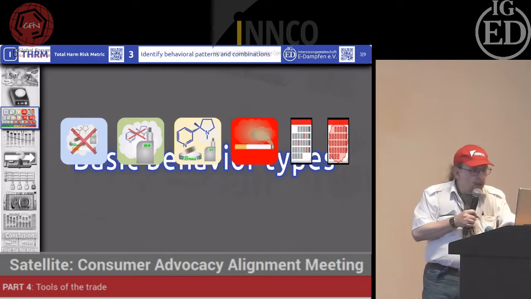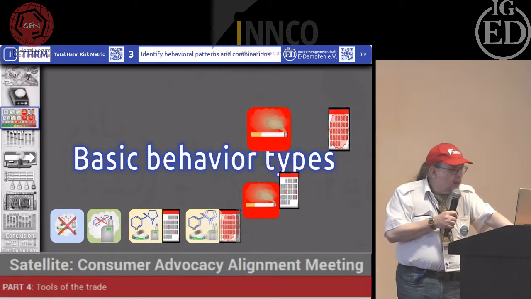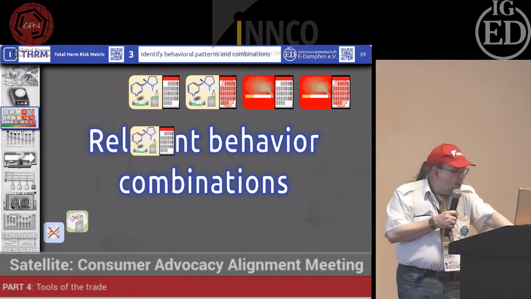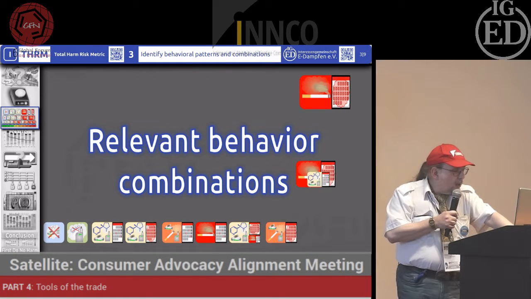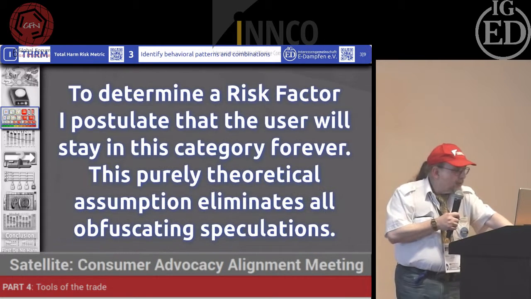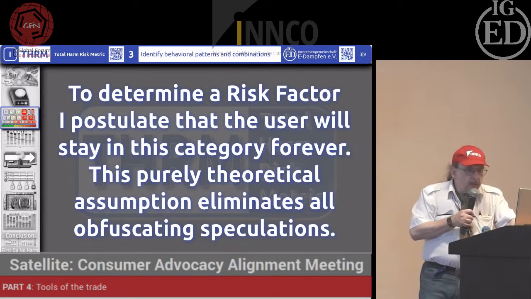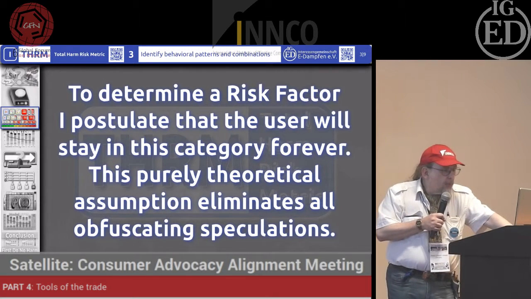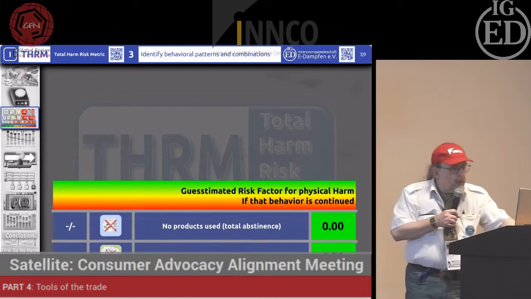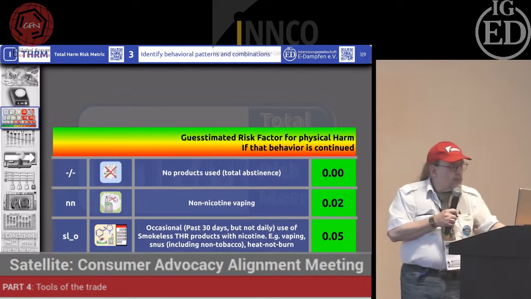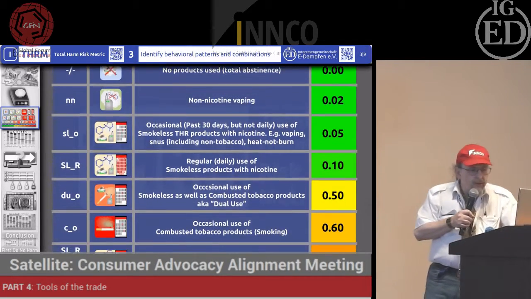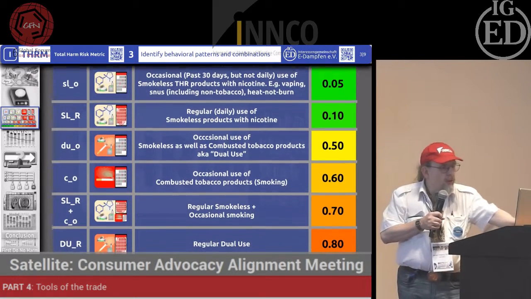And here you can see how the analysis gets to combinations of behavior types. Well, a lot of categories develop, but they are sensible. And that's the risk factor that will be assigned to each category. I pulled this out of my head and from reasonable estimates, the different categories get different risk factors.